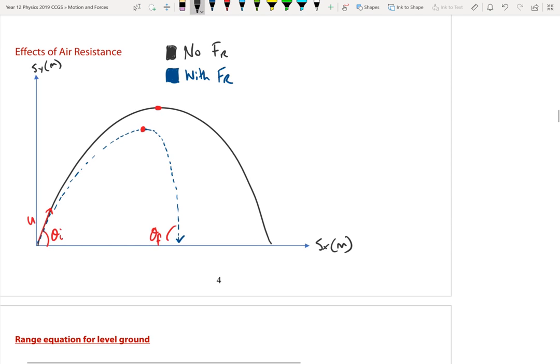So, obviously, there's a number of differences. I'm going to draw about 5 dot points off to the right, and I'm just going to make the statement. But you then need to be able to state and explain that phenomena. So the first one is that the maximum height is reduced. Okay, so write that down. Obviously, the object does not get as high when you consider air resistance.